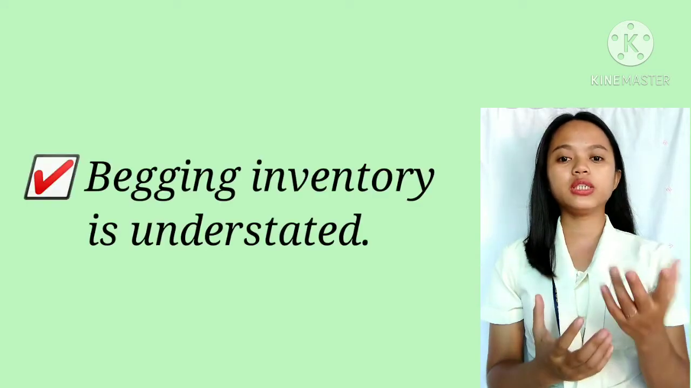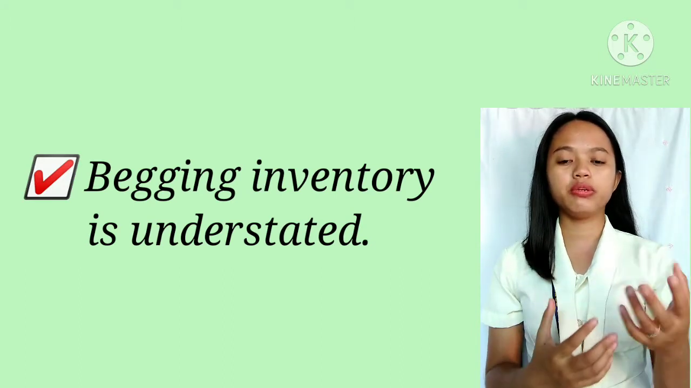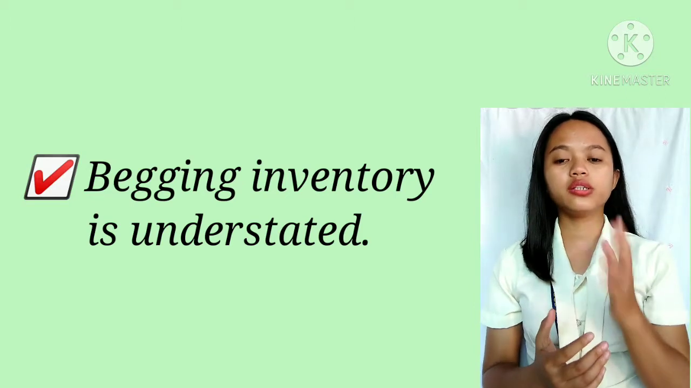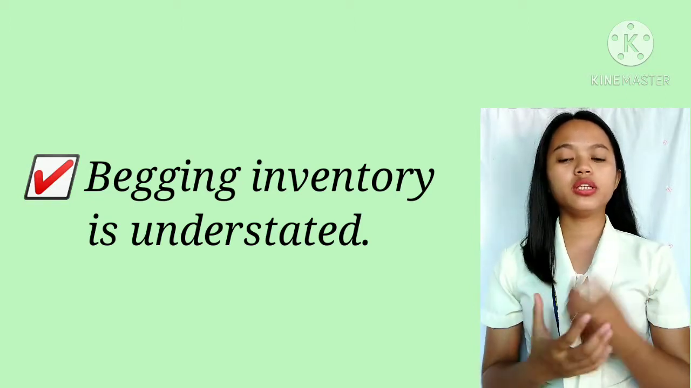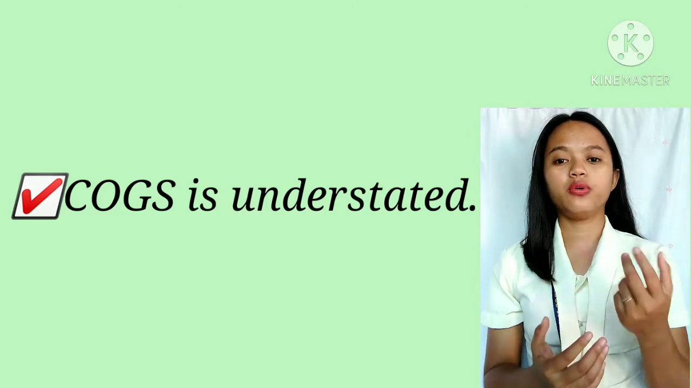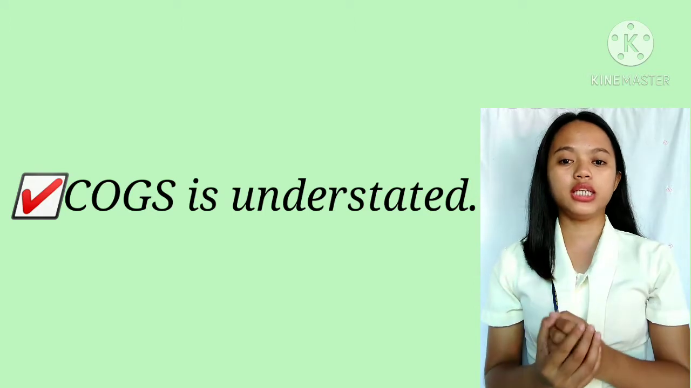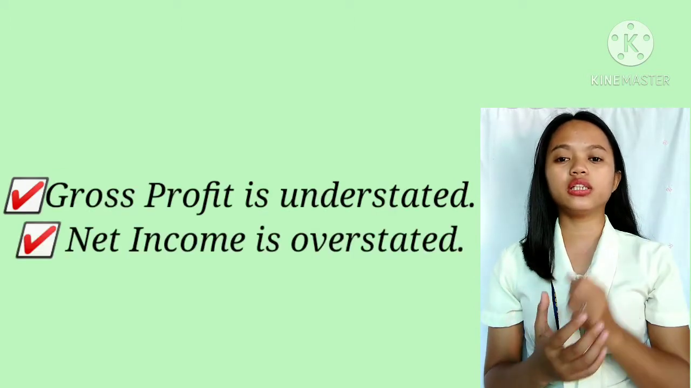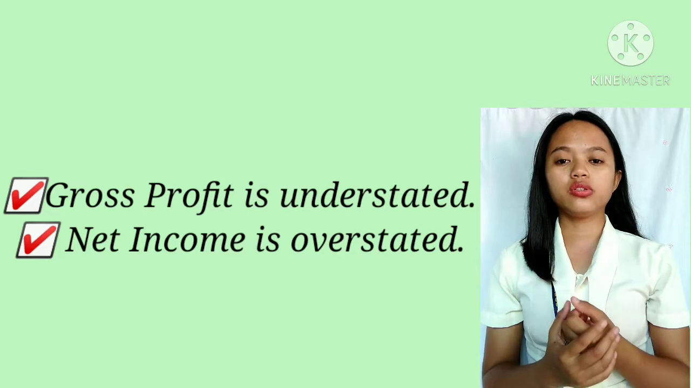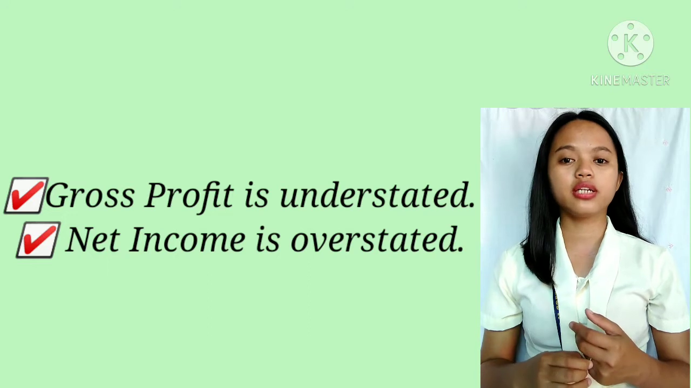For the effect in the following year, the beginning inventory would be understated by 4,300 pesos since the ending inventory in the previous year was also understated by the same amount. With understated beginning inventory, the cost of goods sold would be understated by the same amount of 4,300 pesos. With the latter being understated, it would result in an understated cost of goods sold, an overstated gross income and also an overstated net income by 4,300 pesos.